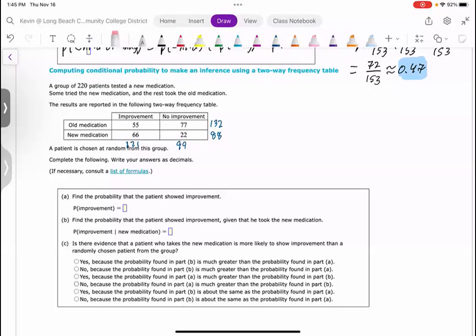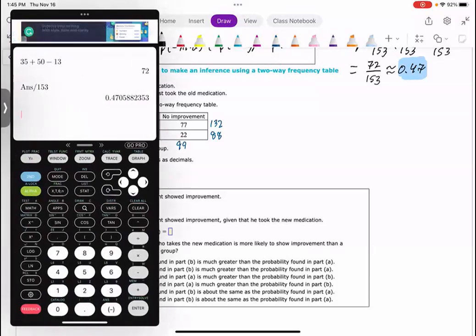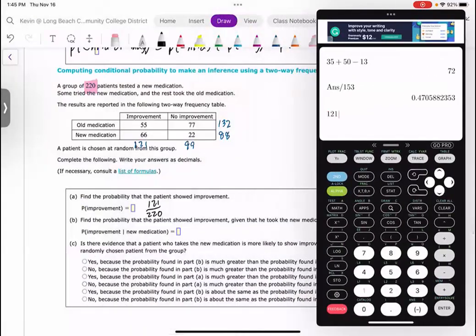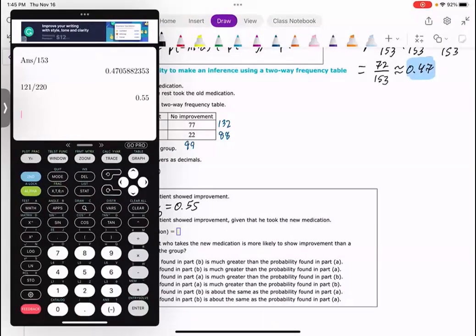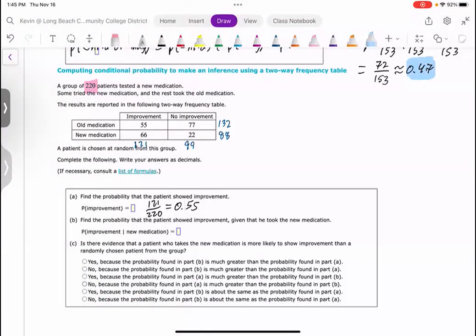So this is just overall improvement. So total improvement, I'm seeing the 121 out of the 220. I'm getting that 220 number from right here. They totaled that for me already. So let's see what we're getting. 121 divided by 220. Oh, okay, so this rounds off nicely for us. All right, so about a 55% chance of that happening.